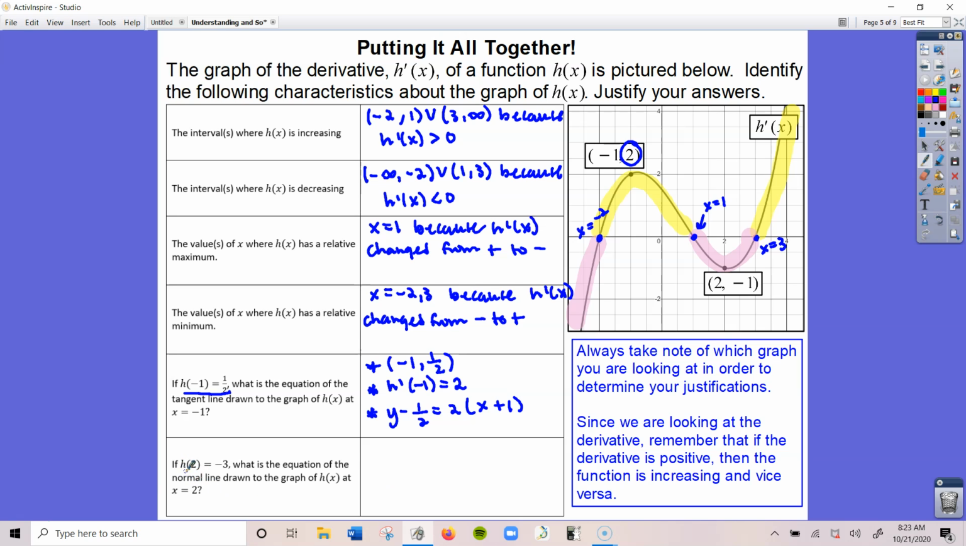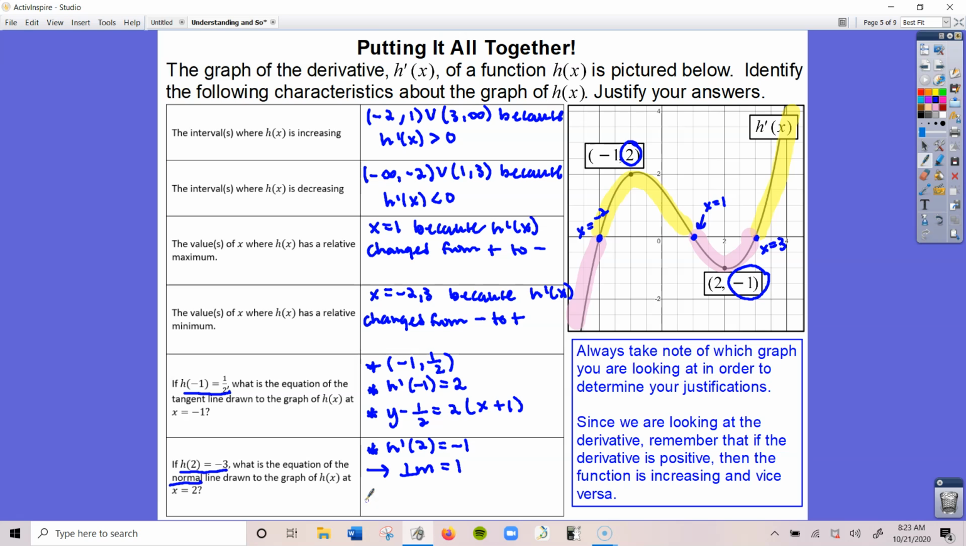And last one here, if h of 2 is equal to negative 3, again, I have my point of tangency. What is the equation of the normal line drawn to the graph of h of x at x is equal to 2? So that means I need first my derivative. So h prime of 2, when I look at my graph, I see that h prime of 2 is equal to negative 1.